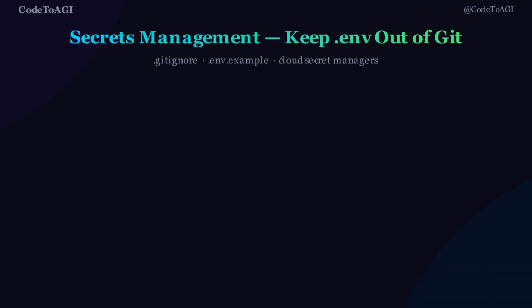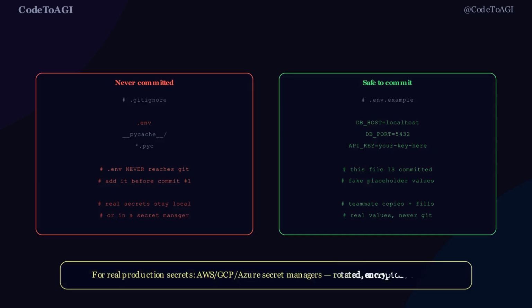The .env file must never reach GitHub, ever. Add .env to your .gitignore file, the very first line. Create .env.example instead. Same keys, fake placeholder values. Commit the example file. Never commit the real one. A new teammate clones the repo, copies the example, fills in real values.